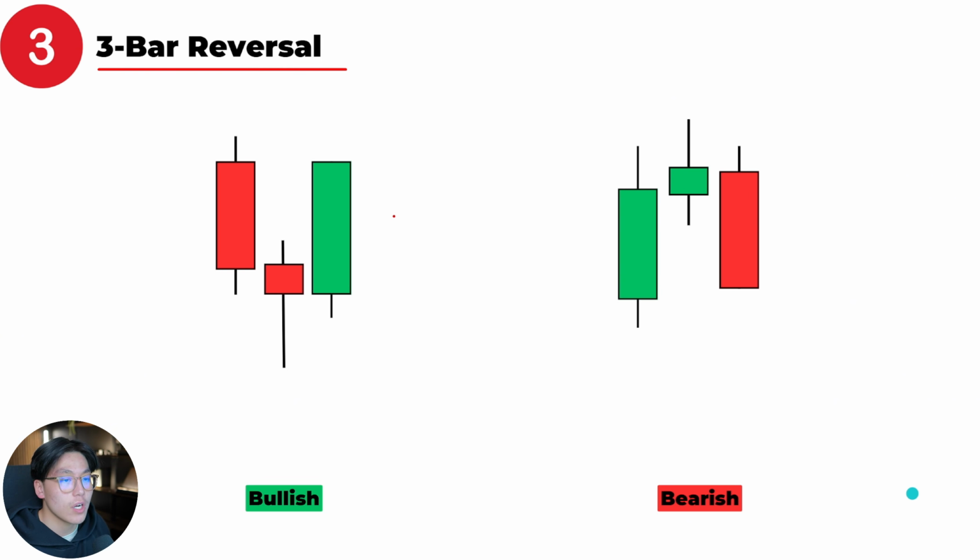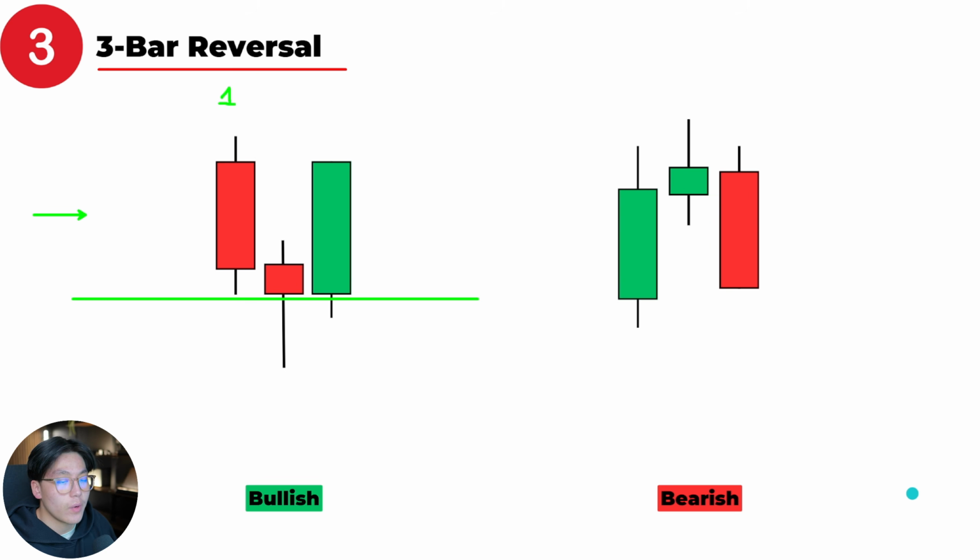As I mentioned, I talked about this earlier before. The 3-bar reversal is one of the most potent reversal setups that we can look for at key levels. So as you can see right here, what we have is a bullish 3-bar reversal. And the first candle that we like to see is our lead candle. So we like to see our lead candle push towards the downside.